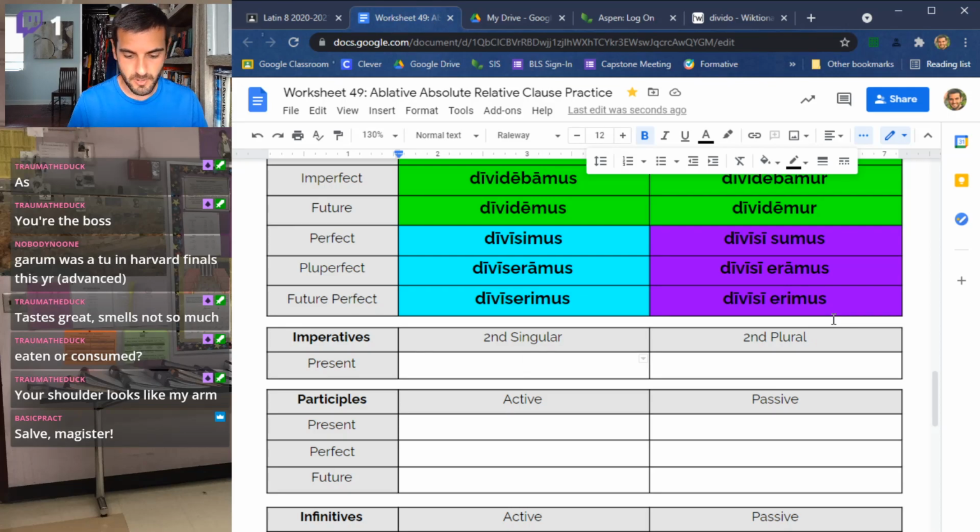Imperatives, we just chop off the RE, so we get divide, which kind of looks just like the word divide. The plural, be careful, dividite. It's ITE for third conjugation.